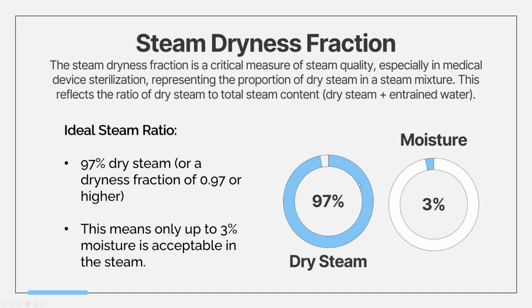So this is important because the presence of moisture or wet steam can negatively impact sterilization. It reduces the steam's temperature and energy, hindering its ability to efficiently transfer heat and kill microorganisms. So the ideal steam ratio for sterilization purposes is 0.97 or 97% dry steam. So that means the steam should be at least 97% dry with no more than 3% moisture content. If you have more than that, you are more likely to have a wet pack or an instrument tray or bundle to come out wet.